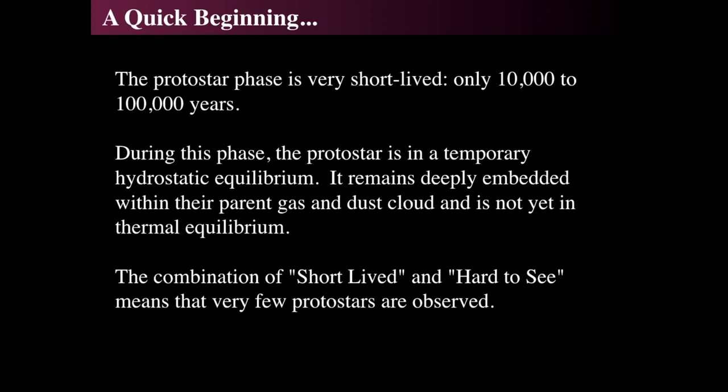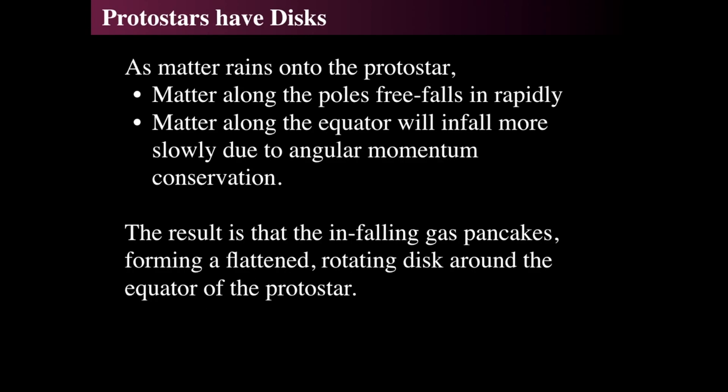Now, this is a very, very short-lived stage in the star's life. And because it's short-lived, there's not many of them. And short-lived means they're hard to find, because when you try to find a protostar, you have to look in very special places. If something lasts a long time, it's easier to find and there's more of them. If something doesn't last a long time, there will be innately fewer of them around. And since protostars only live a short period of time, that means they're hard to find in the sky. Protostars themselves have disks.